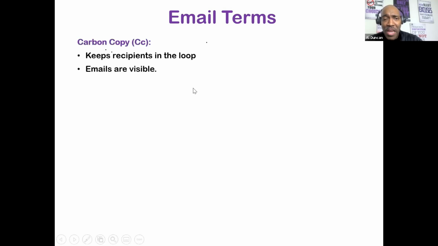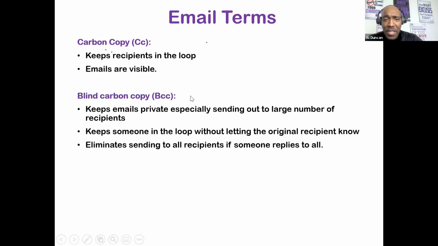That's right. CC stands for carbon copy. So if something is a carbon copy, that's going to mean that it keeps all recipients in the loop and emails are visible. What is BCC? What does that stand for? Blind carbon copy. So blind carbon copy, right, obviously means that it keeps emails private, especially if you're sending out to a large number of recipients.